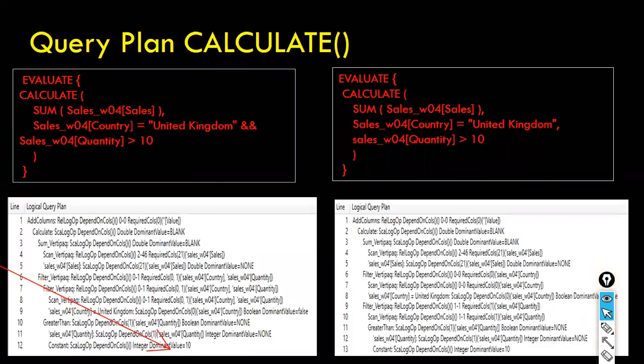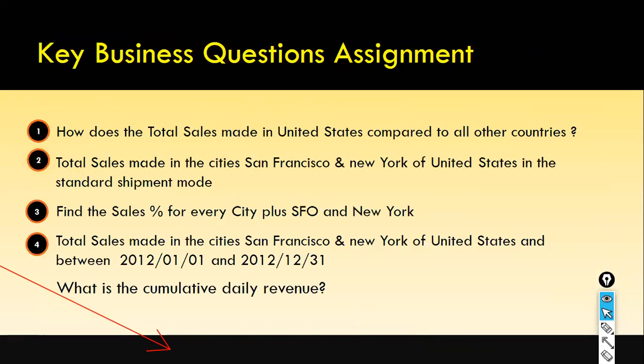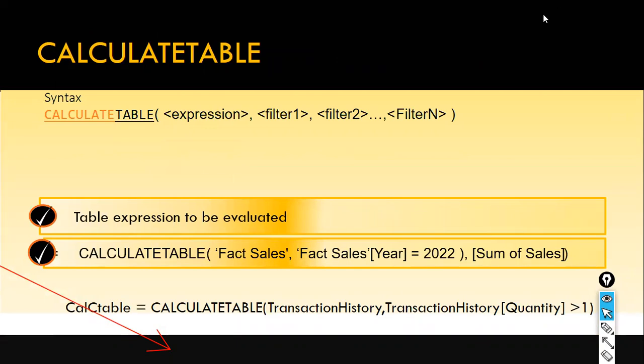And we discussed the processing order of that one. So in today's session, we will continue with the calculate table.